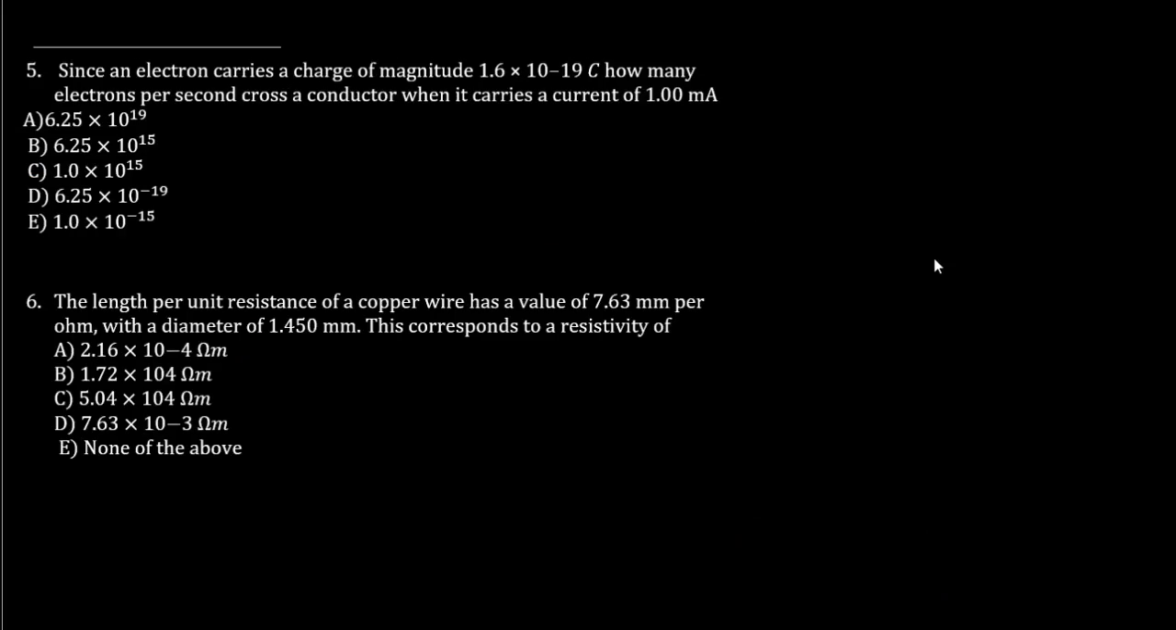Okay, question number 6. Since an electron carries a charge of magnitude 1.6 times 10 to the negative 19 coulomb, how many electrons per second cross a conductor when it carries a current of 1.0 milliampere? So we are simply going to use the relation between charge and current. Q is equal to It, which is equal to ne. So we are looking for the number of electrons per second, that's n over t.